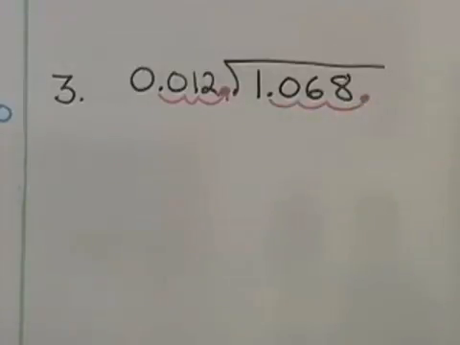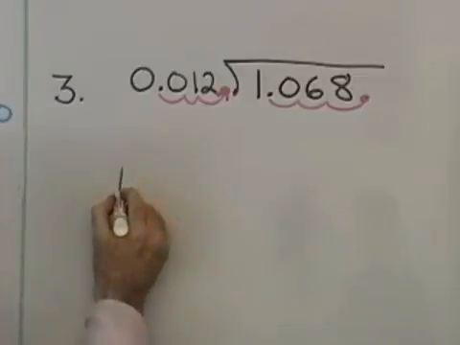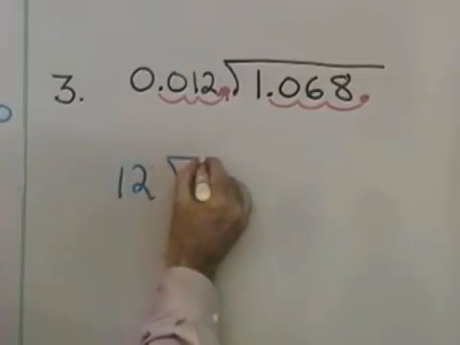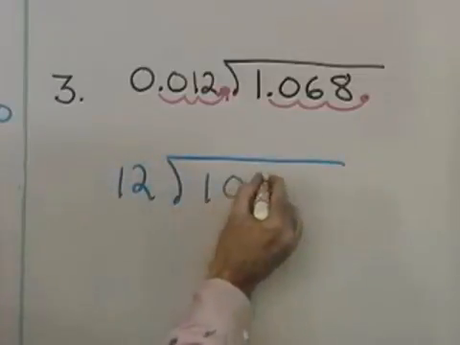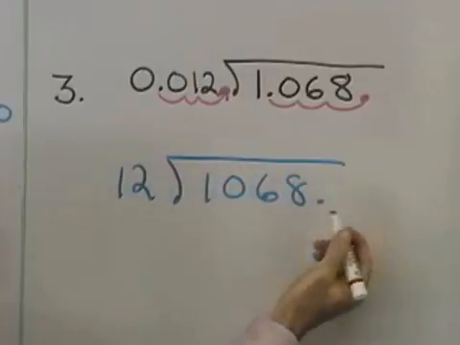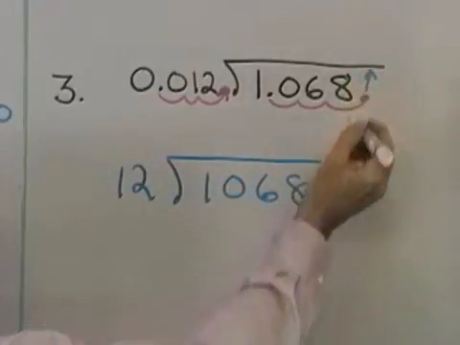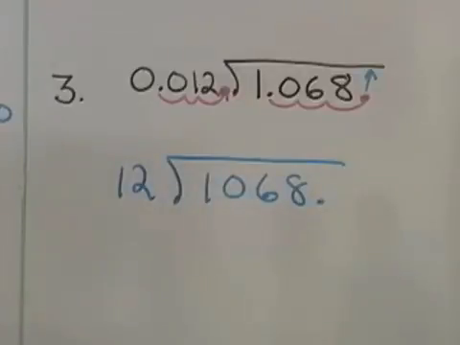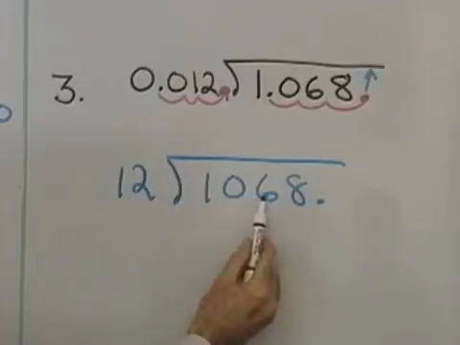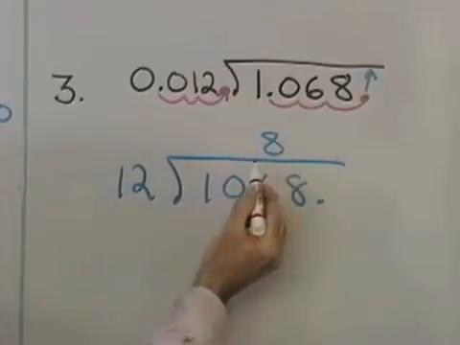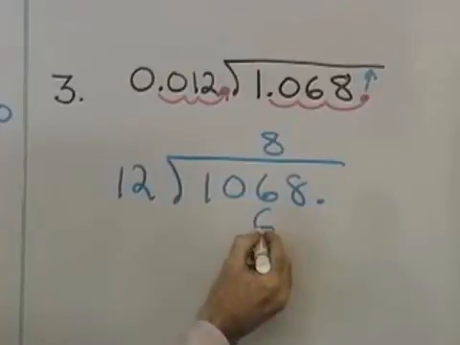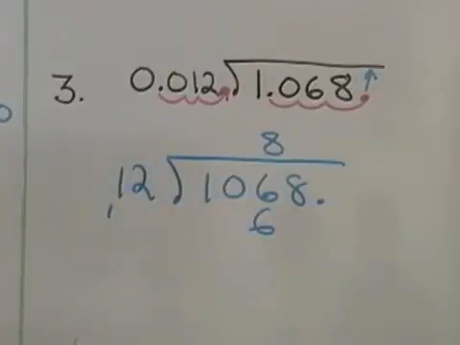So this problem then changes to the division problem, just simply 12 into 1068, decimal point if I need it. The decimal point in the answer will go directly above the decimal point in the problem. Let's see if we actually need it. 12 into 10, that won't work. 12 into 106, let's try 8. 8 times 2 is 16, carry the 1. 8 times 1 is 8, and 1 is 9.